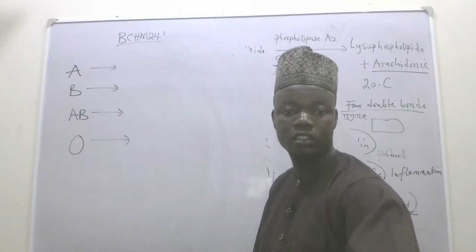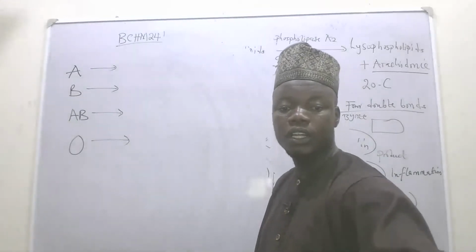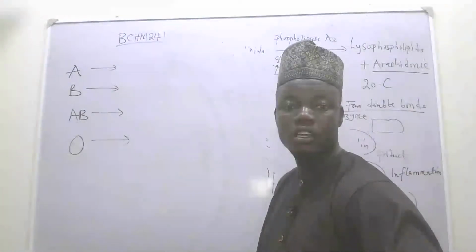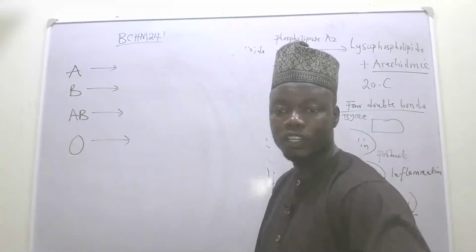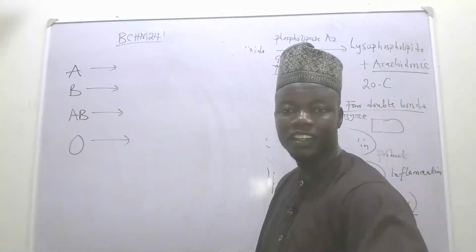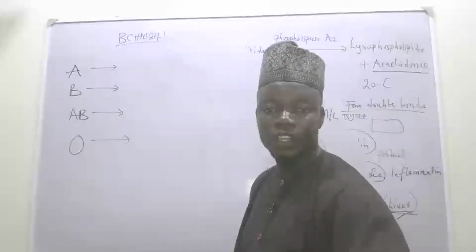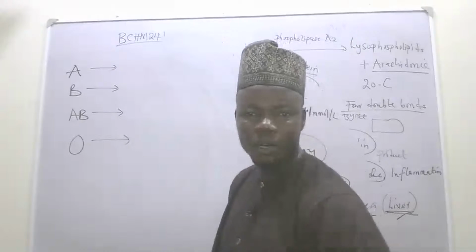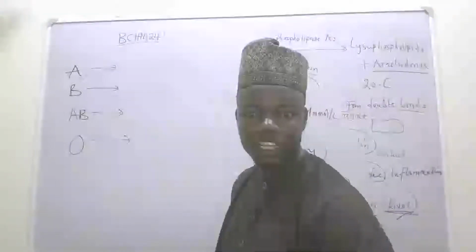Please tell me the name of sugar found in an individual with blood group AB. No, it's not glycogen. It's not glucagon. No. Please, I need an answer for this. What is the name of sugar found in an individual with blood group A, with blood group B, and then AB?